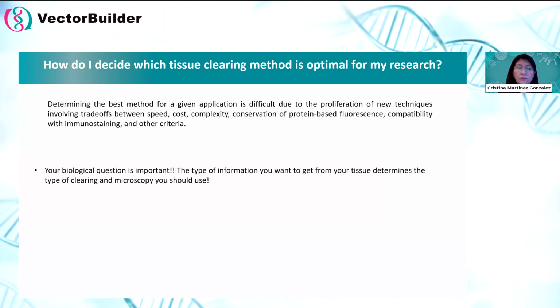Your biological question, your scientific question, is the most important part to determine which kind of microscopy and which kind of tissue clearing you should be using. In my talk, I'm going to mention the large families of tissue clearing, and then I will tell you more or less which are the most suitable for certain species, and for different types of labeling, etc. But again, this is never going to be a one-fits-everyone.